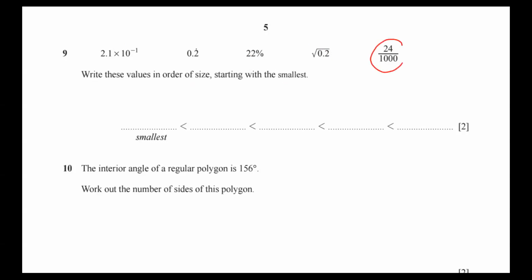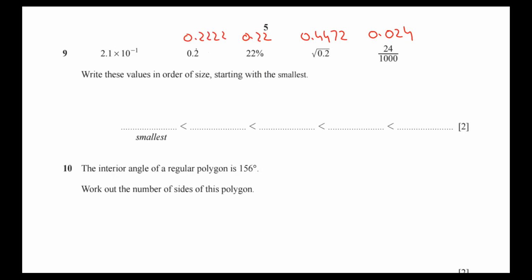Like this is 24 by 1000. If you type it in the calculator, it will give you the answer in decimal form, 0.024. Type the root of 0.2, and it gives us 0.4472. And 22% means 22 divided by 100, which gives us 0.22. And this dot on the top means it repeats forever, 0.2222 forever, whereas this one stops after 0.22.